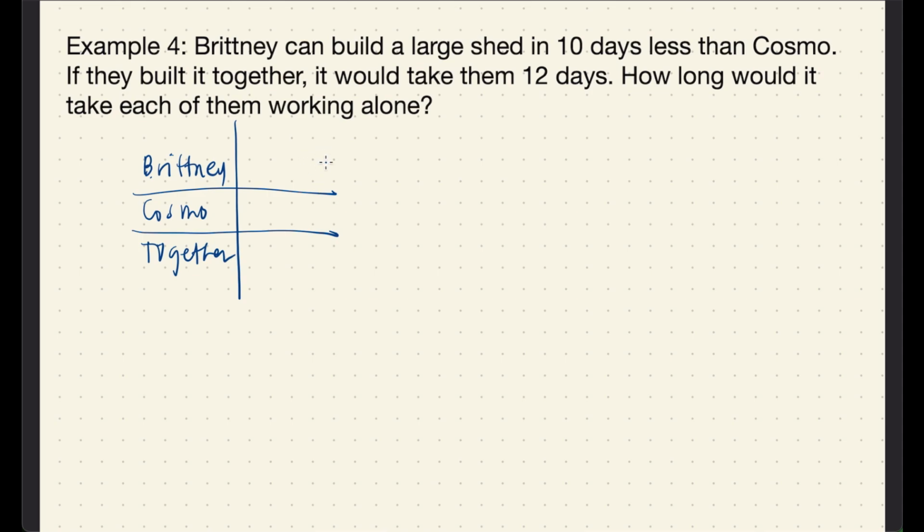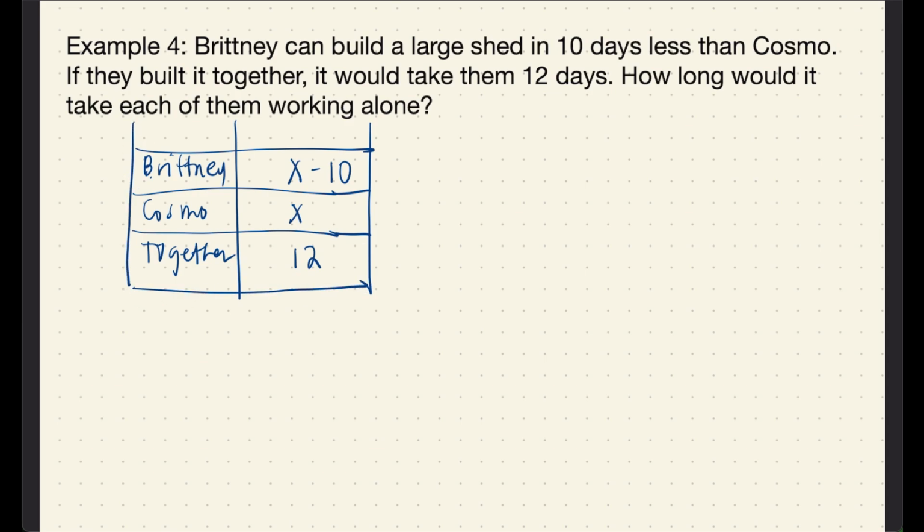So Brittany can do it in, let's say, a certain time x. Okay, but for Cosmo it says Brittany can build a shed in 10 days less than Cosmo. So Brittany builds faster, basically. So let's say Cosmo has x, and then let's put Brittany as x minus 10. Right? Because Cosmo can do it in x number of days, then Brittany can do it in 10 days less than Cosmo, x minus 10. And then together it will take them 12 days.